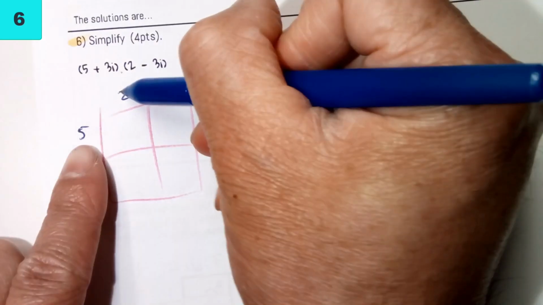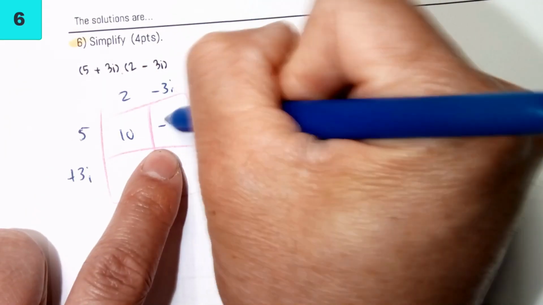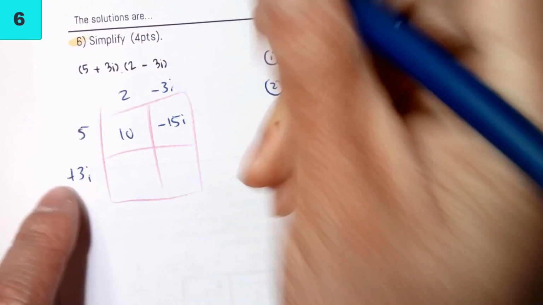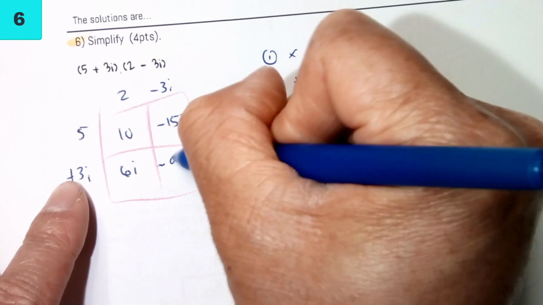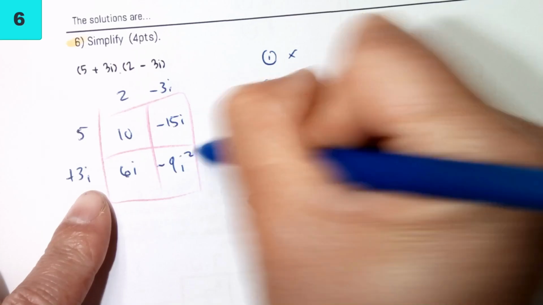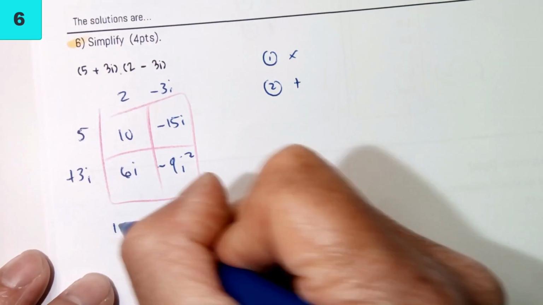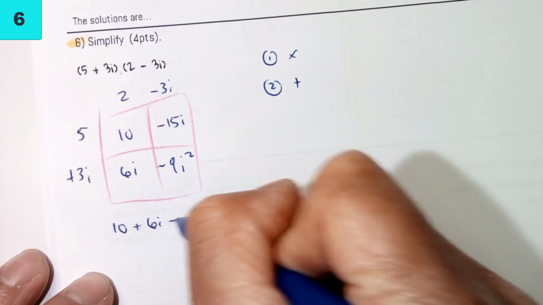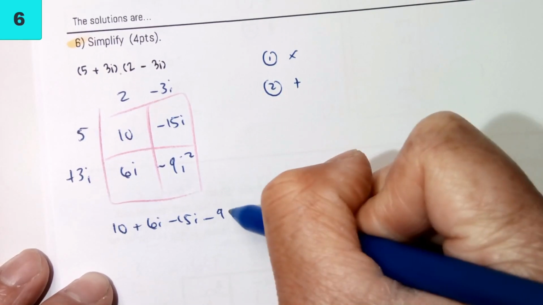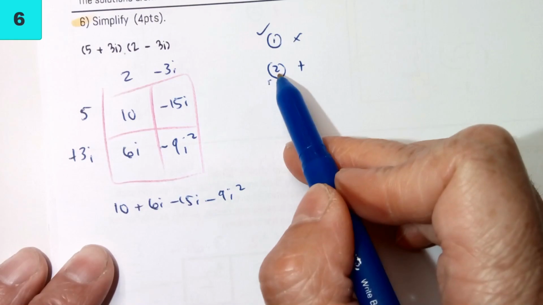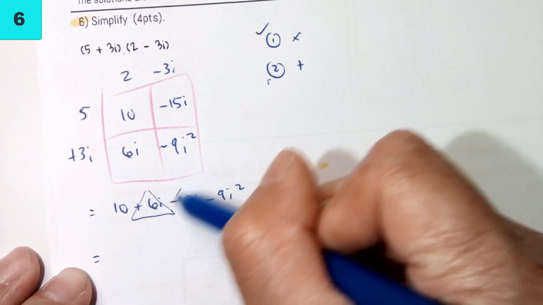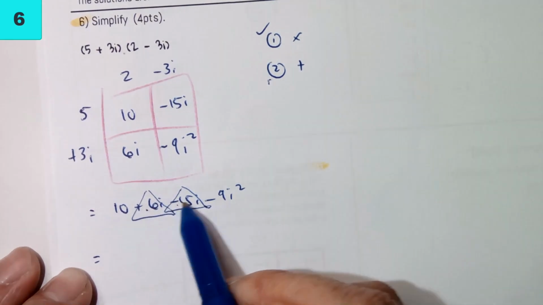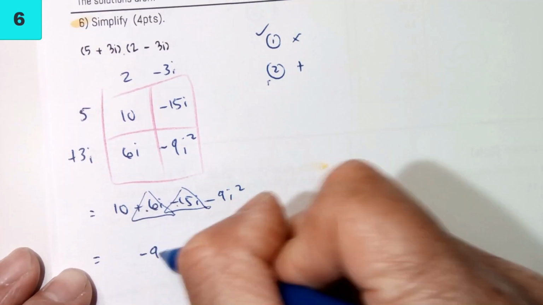2 times 5 is 10, negative 15i. Treat the i like an x. 6i, pay attention here, negative 9i squared. Let's write it out. If you did FOIL, you would have gotten the same. And now I'm going to add or combine like terms. These are like terms because they both have an i. 6 minus 15 is negative 9i.